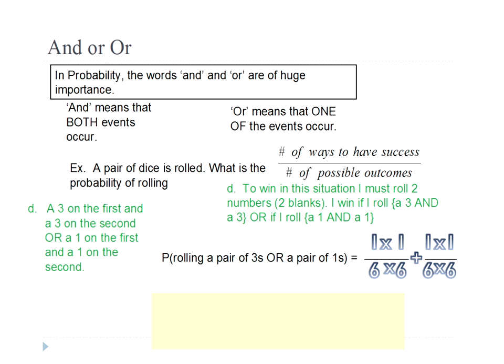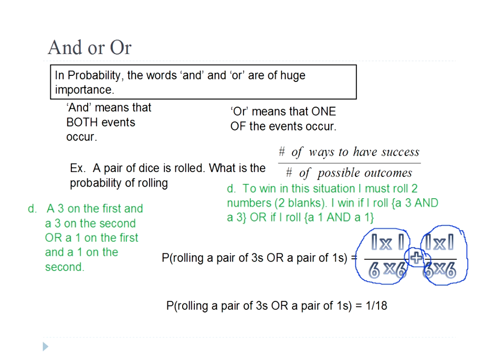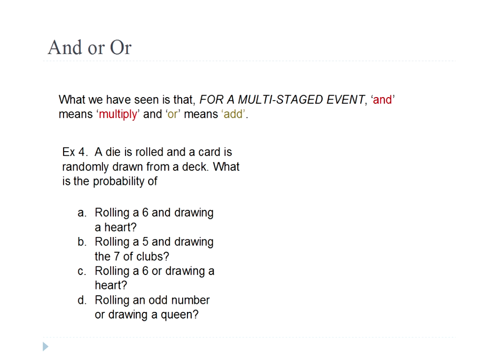What I'm going to do with the word "or," I'm going to add. So here's the probability of rolling the pair of 3s, as we discussed in question 2, I think it was. And here's the probability of rolling a pair of 1s. And it makes sense to add those because we know that we have twice the probability of just rolling a pair of 3s. We have 2 chances to win here. And so the answer is 1 over 18. So what we see here is that the word "and" is going to tell us to multiply, and the word "or" tells us to add.